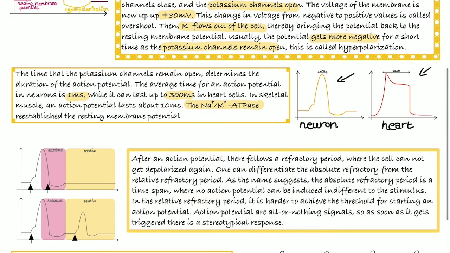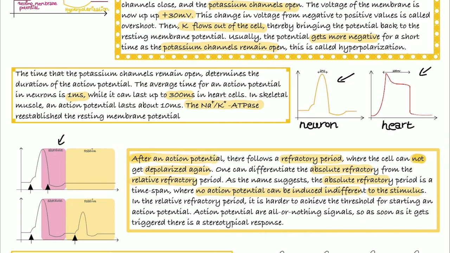After an action potential, there follows a refractory period, where the cell cannot undergo an action potential again. We've got an absolute and a relative period. As the name suggests, in the absolute refractory period, no action potential can be induced, irrespective of the stimulus. This is what you see here.